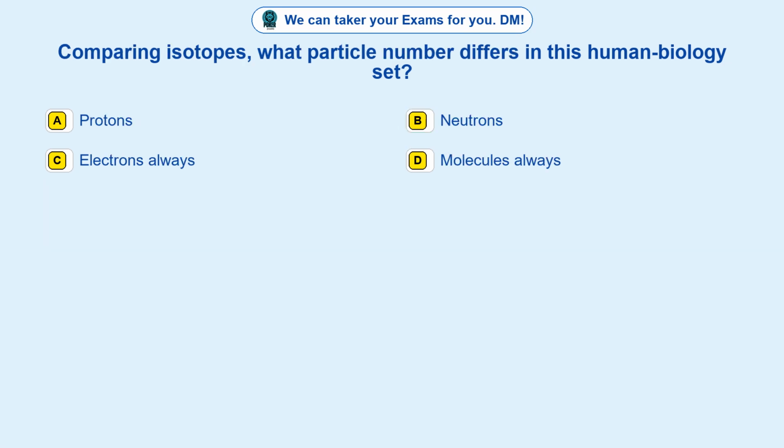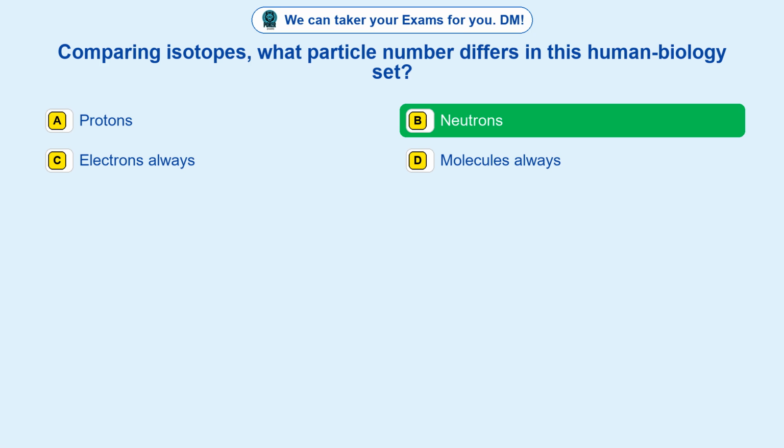Question 42. Comparing isotopes, what particle number differs in this human biology set? Option A, protons. Option B, neutrons. Option C, electrons always. Option D, molecules always. The correct answer is option B, neutrons.